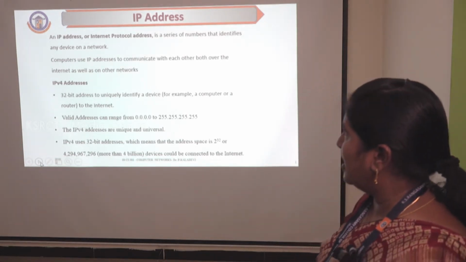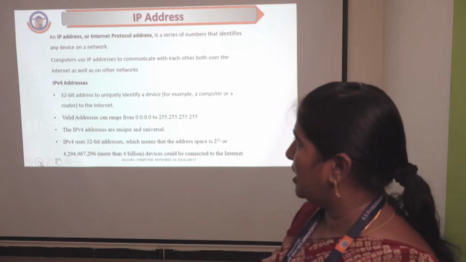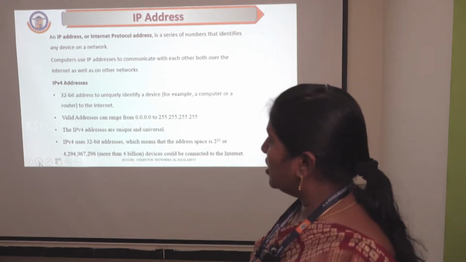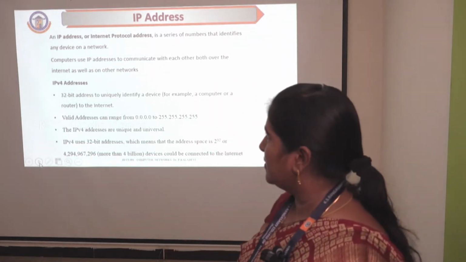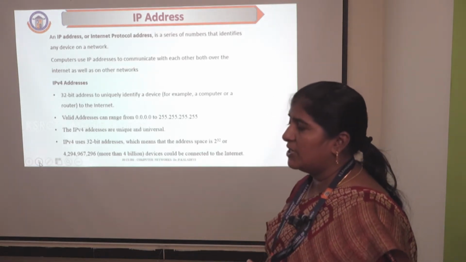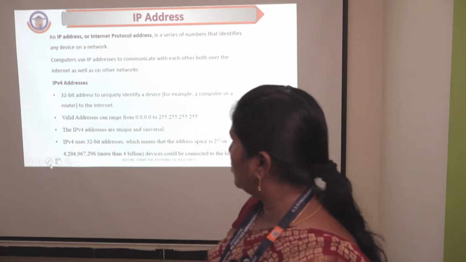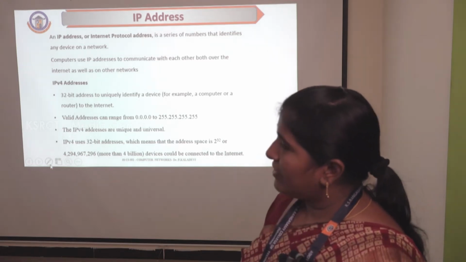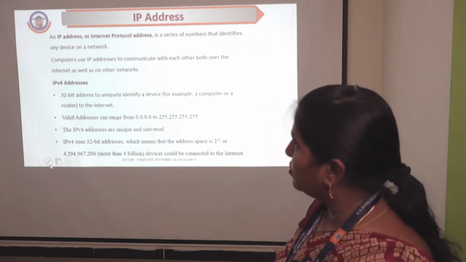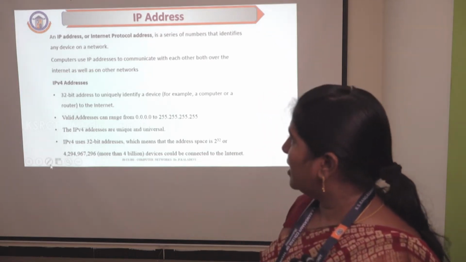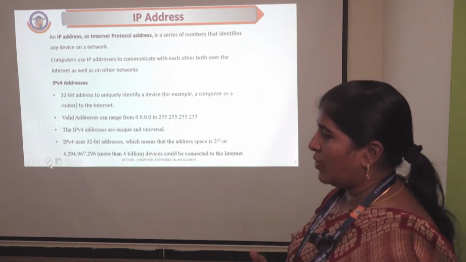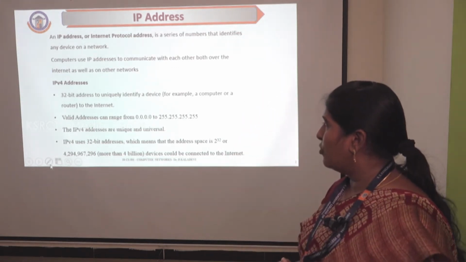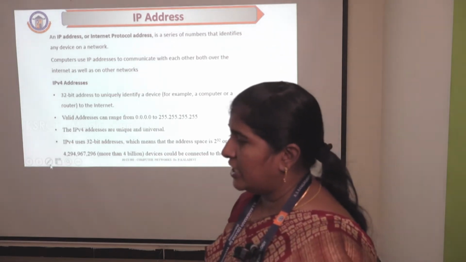It is unique to identify a device. The device can be anything. It can be a router or a computer, or a handheld device, a laptop, anything. So each and every device has its own IP address. The valid range of IP addresses is from 0.0.0.0 to 255.255.255.255. Any device connected to the internet worldwide should have a unique IP address. A 32-bit address provides an address space of up to 2 power 32. Theoretically, more than 4 billion devices can be connected to the internet if there is no restriction.